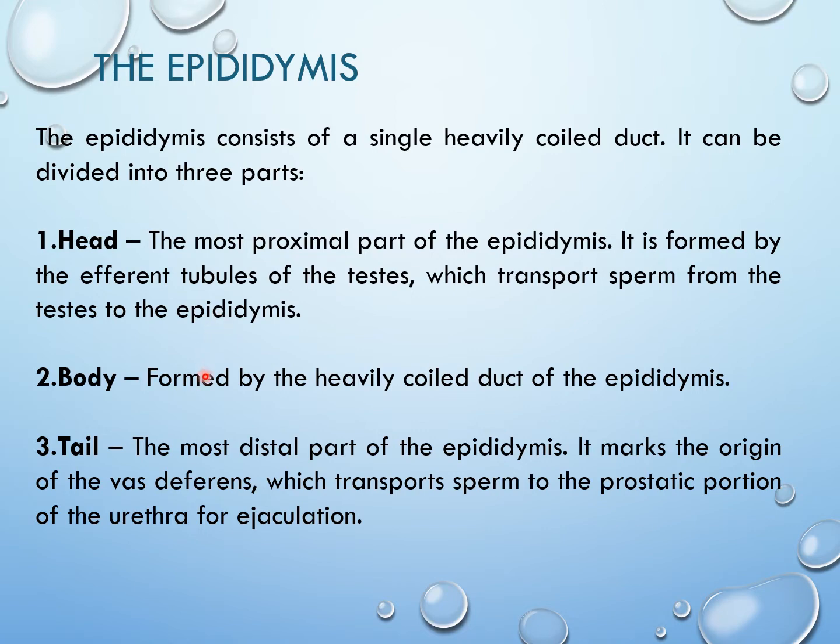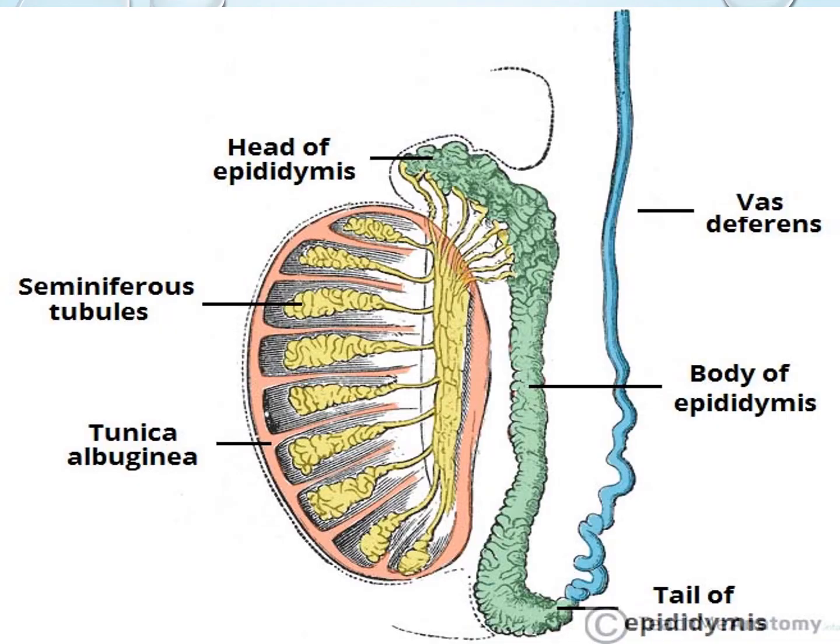The body is formed by heavily coiled duct of epididymis. The tail, the most distal part of epididymis, marks the origin of vas deferens which transport the sperm to the prostatic portion of urethra for ejaculation. This picture shows you the three anatomical parts of epididymis.